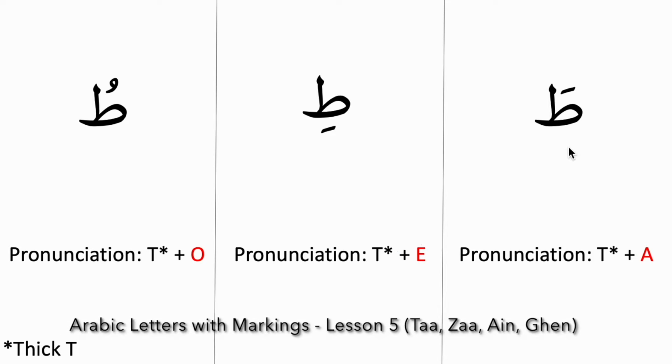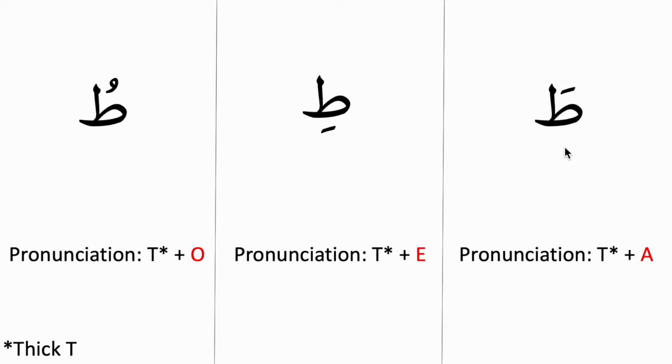Ta, we pronounce it as thick T. Ta with fatha over it is pronounced as ta. Ta with kasra underneath it is pronounced as ti.